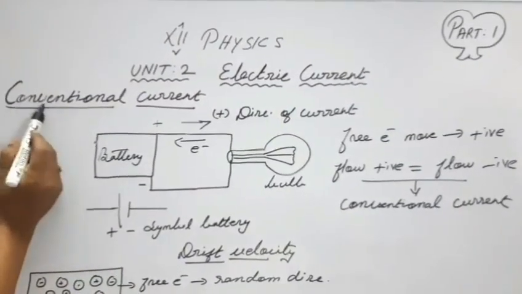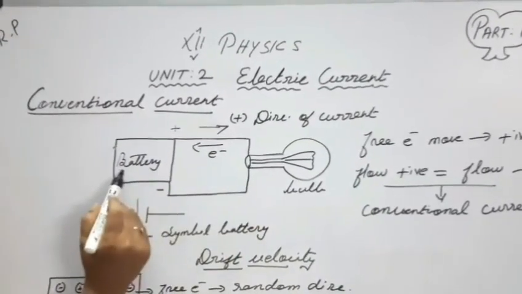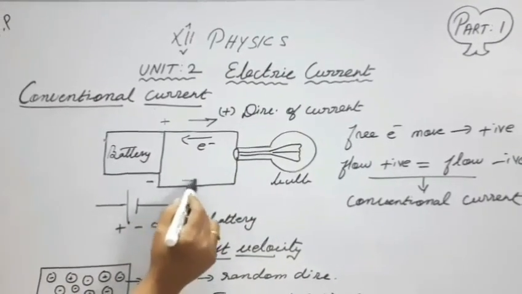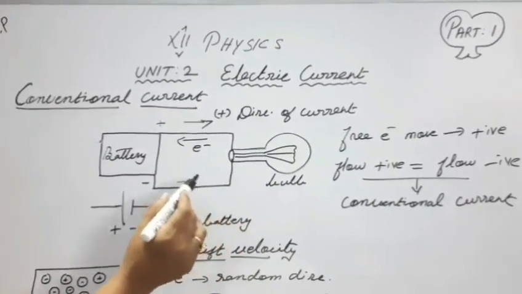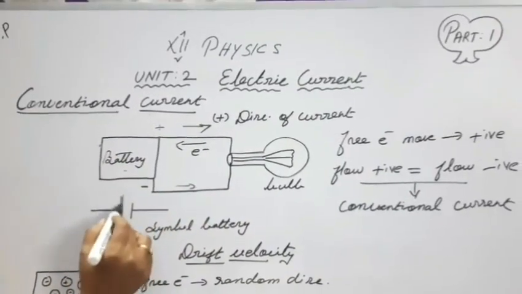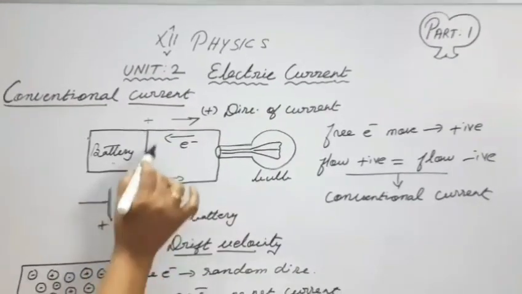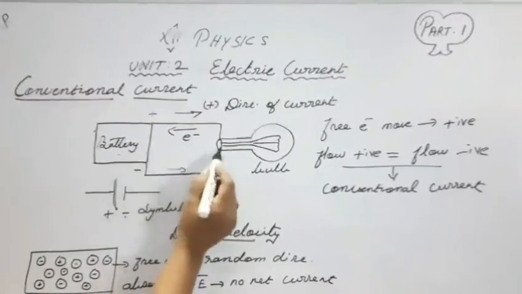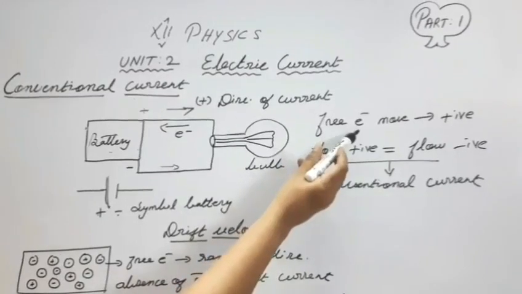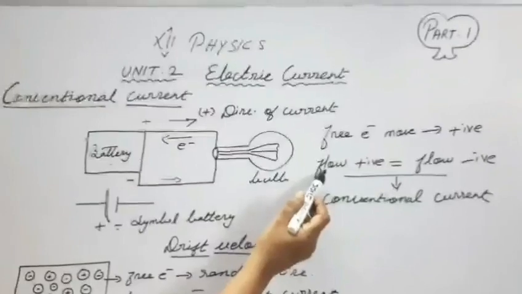Our next topic is conventional current. Take one bulb and a battery. The positive terminal is connected in this direction and the negative terminal in this direction. Usually a battery is represented by one long line and one small line. The long line represents the positive terminal, and the small line represents the negative terminal. When we connect the battery to the bulb, the electrons move in one direction, and in the opposite direction the positive ions are moving.